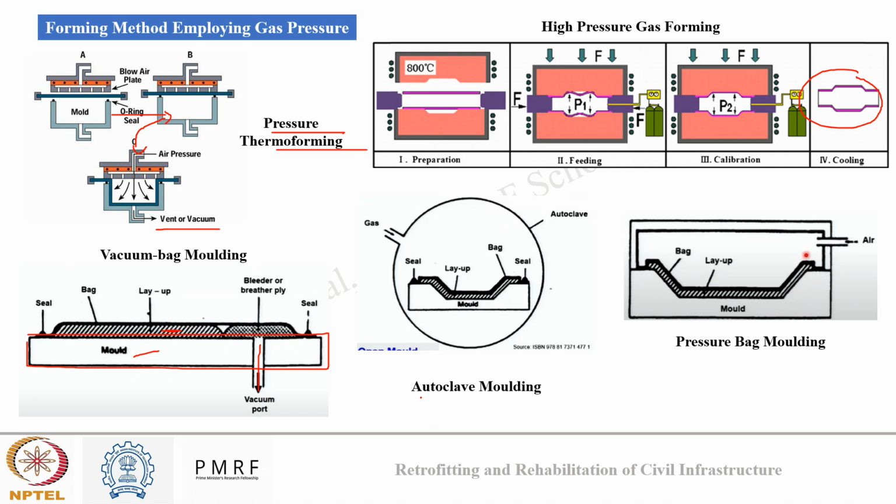The second method was autoclave molding. In this again, the mold was there, the feed material was there, which was covered from the top with a bag, and gas pressure is employed to compress this bag on top of the mold. Instead of sucking the air out from beneath the mold, here gas pressure was applied to pressurize the bag on the mold, due to which my feed material will take the desired shape.